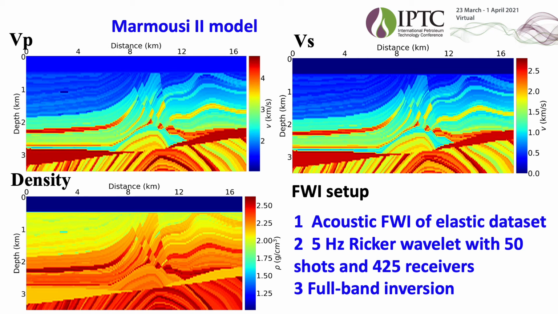After finishing training on the quadratic functions, we can now apply our learned optimization algorithm to the Marmousi-2 model. The Marmousi-2 model is an elastic model, and thus our testing is free of inverse crime. That means we perform acoustic FWI with data obtained from elastic modeling. In the inversion, we use a 5 Hz Ricker wavelet with 50 shots and 425 receivers, evenly spaced. We perform a single-band inversion.